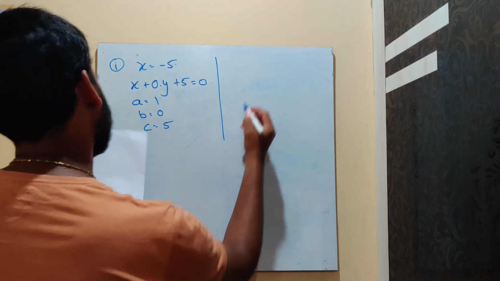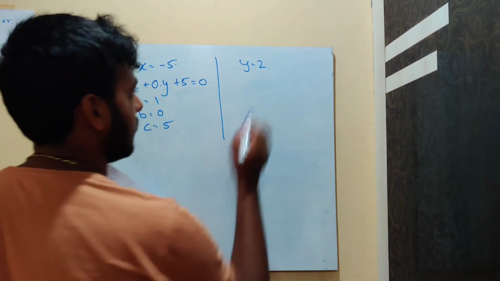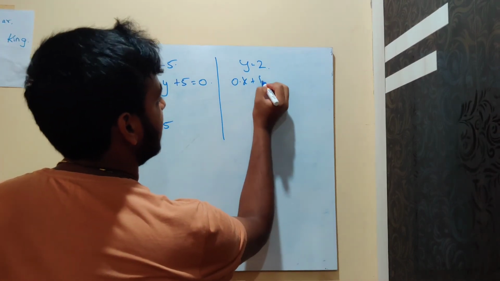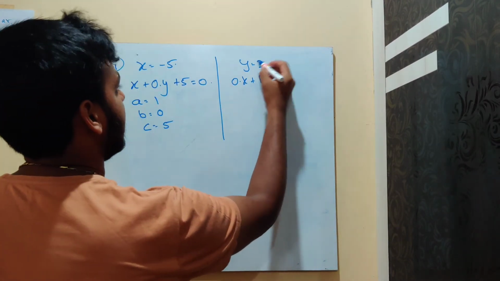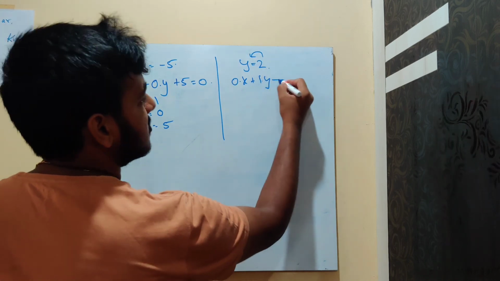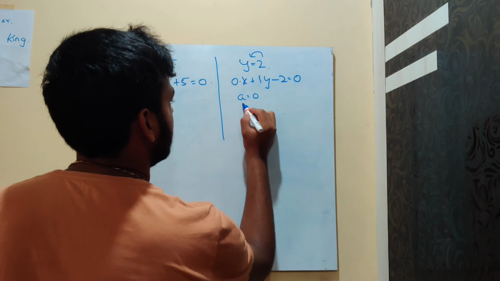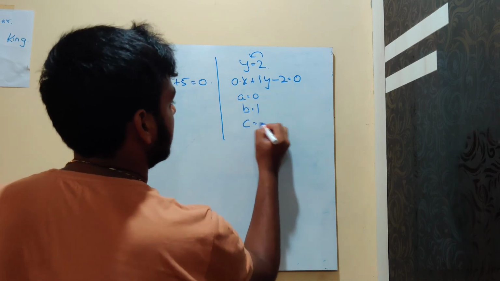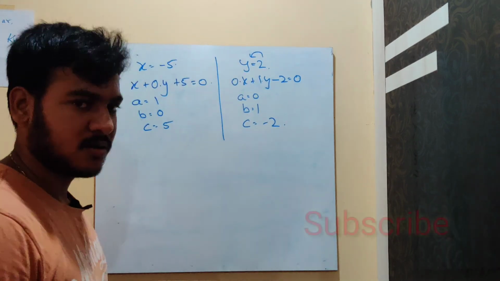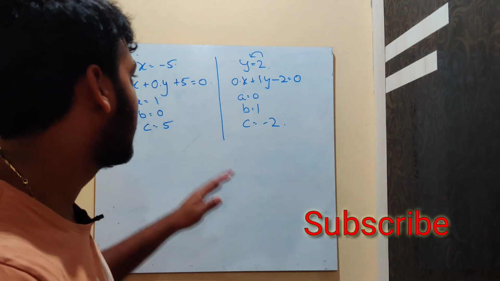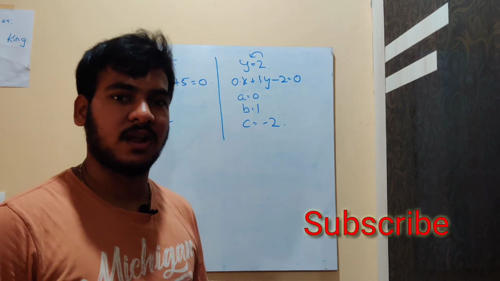I have another example, y equal to 2. I can write it as 0 into x plus 1 into y. I'll get the 2 over here, so minus 2 equal to 0. So I have the value of a equal to 0, b equal to 1, c equal to minus 2. Yeah, this is one type of example for linear equations in two variables.